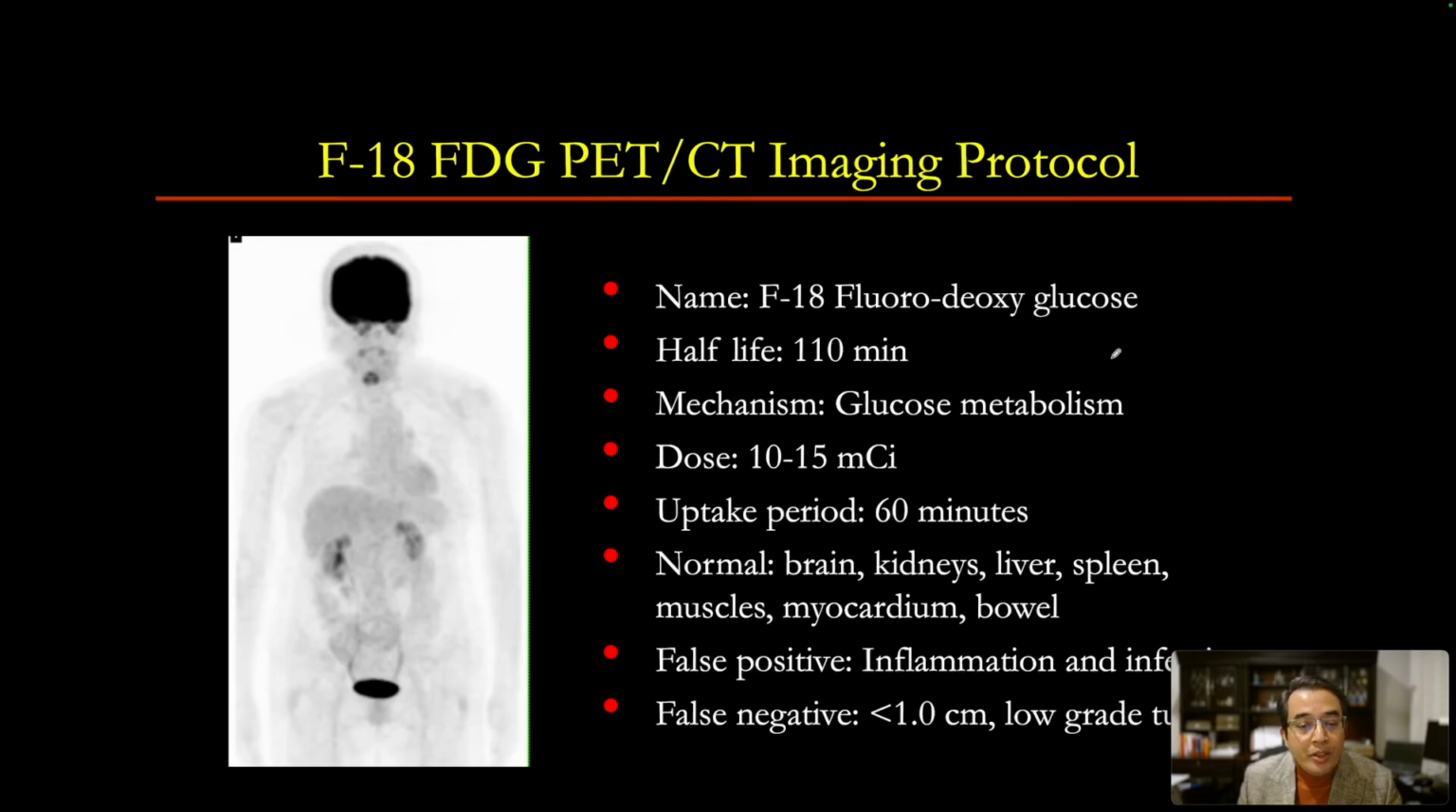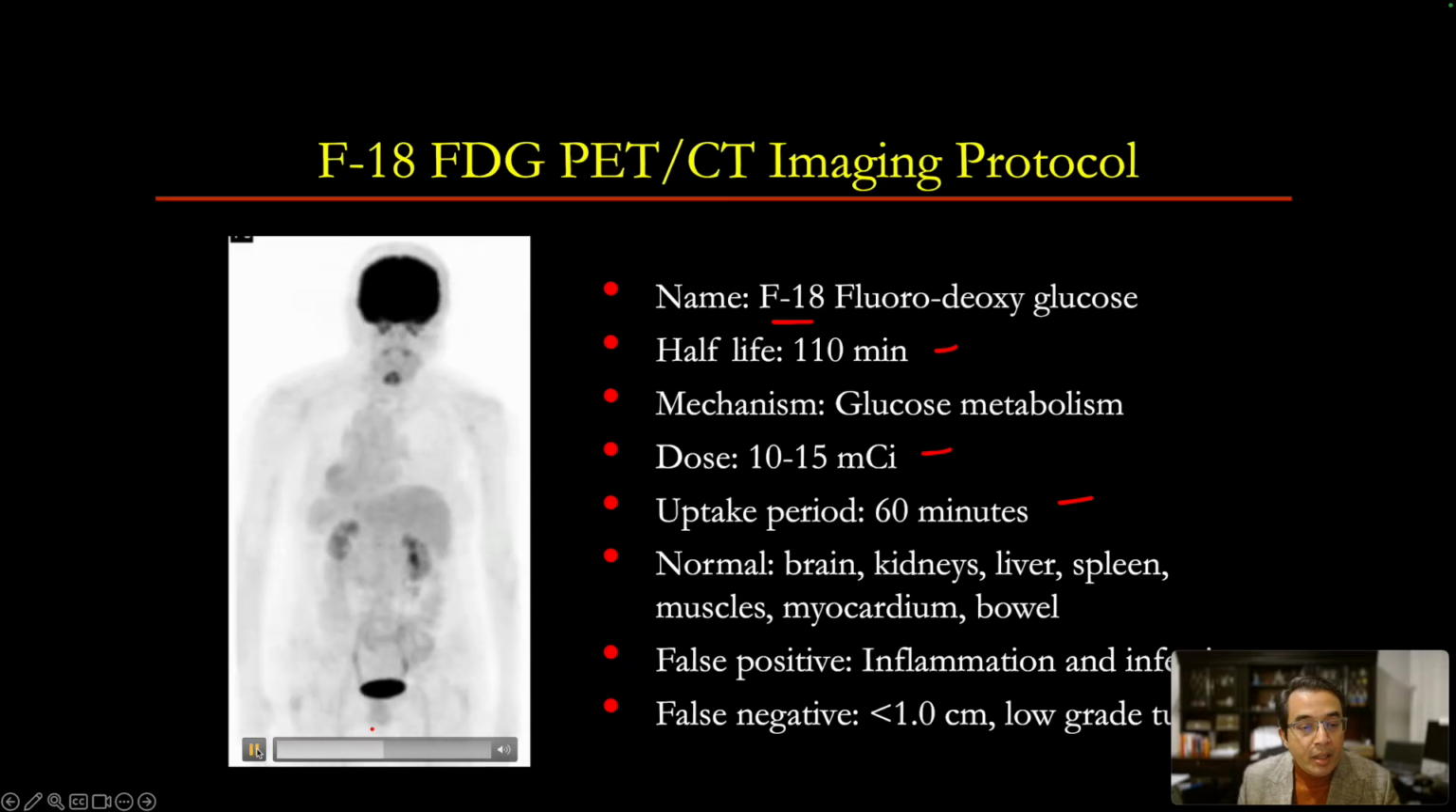We begin with reviewing the protocol for FDG PET-CT imaging. F18, a positron emitter, has a half-life of 110 minutes. We inject about 10 to 15 millicuries into the patient. We wait for about 60 minutes, and then we do a whole body acquisition from the top of the skull to mid-thighs.